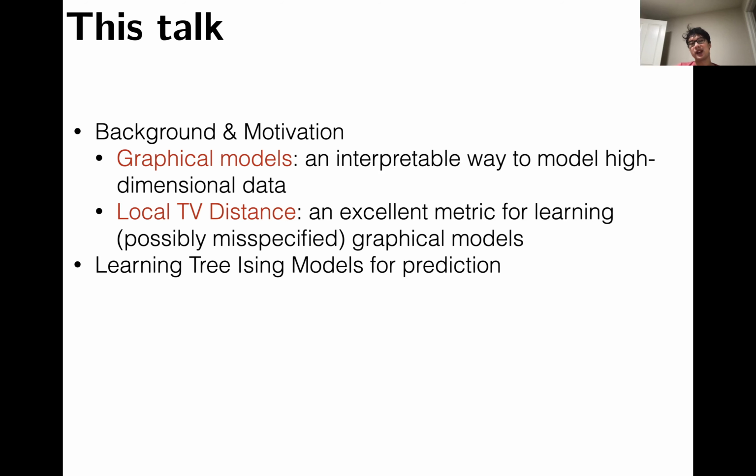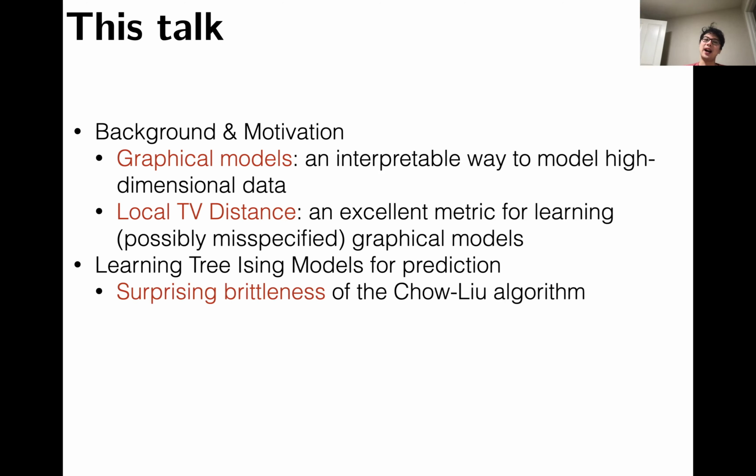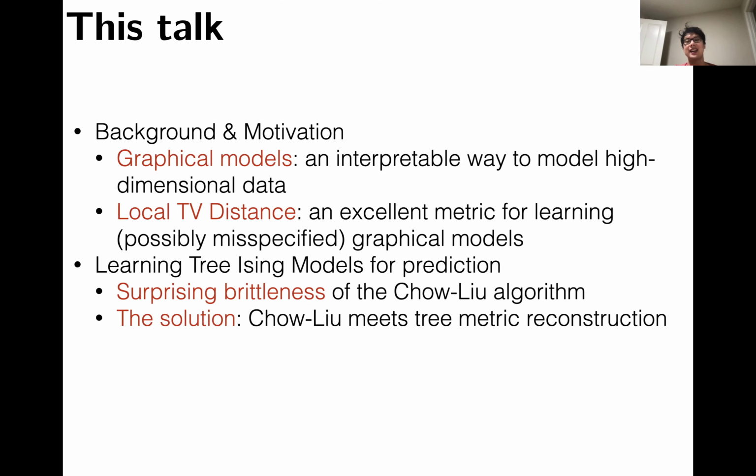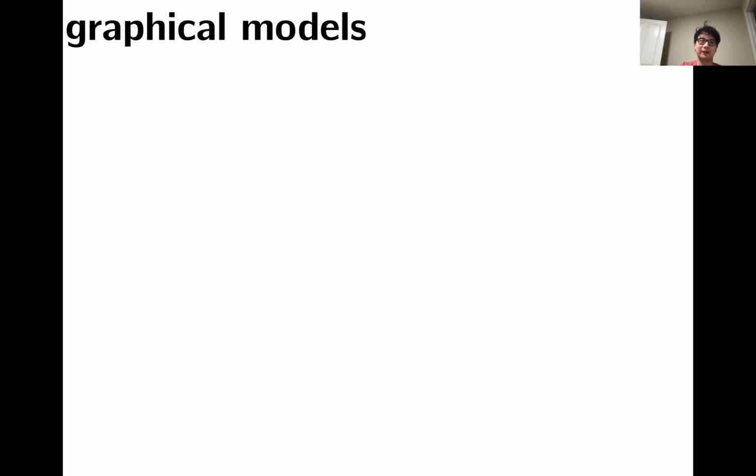And in the second part, we'll get into some more meaty technical details. Why are we proposing a new algorithm for learning tree Ising models? It's because Chow-Liu doesn't work for this metric. And the solution, I'll give some ideas. How do we fix the Chow-Liu algorithm for this problem?